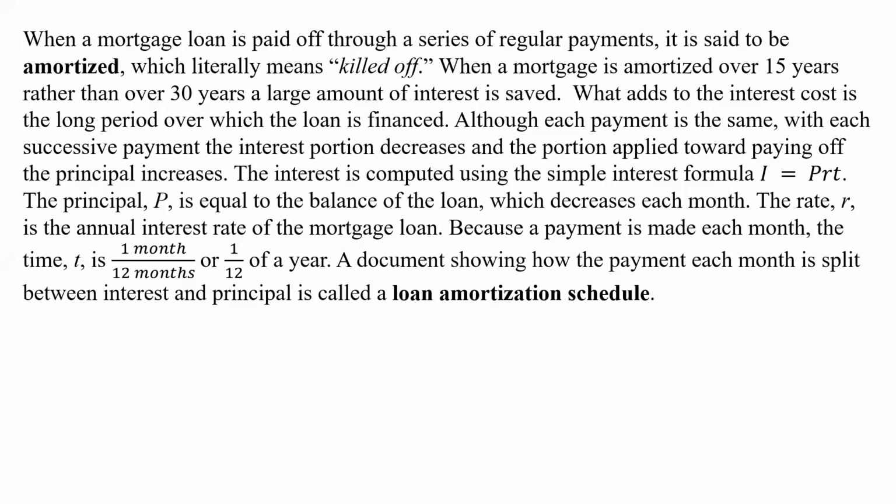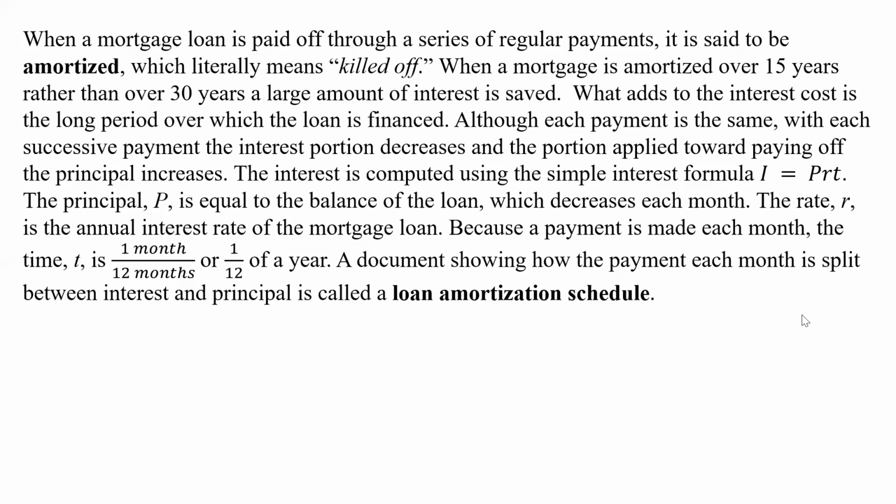So what adds to the interest cost is the long period over which the loan is financed. That extra 15 years, you're paying extra interest over those 15 years. Whereas if you only do it over 15 years instead of 30, you have less time to pay off your principal, and therefore you have less time to pay interest.